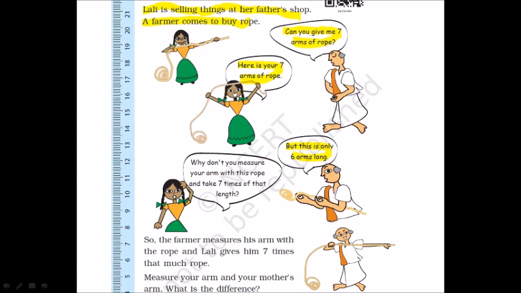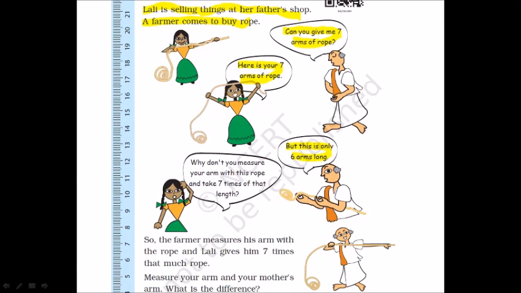Why is this happening? If I ask you to measure the length of your house or the height of your door using your hand span, first you will measure with your hand span, then I will ask you to measure the height of the door with your mother's hand span, and the answer may be different, because the size of your hand span and the size of your mother's hand span is different.